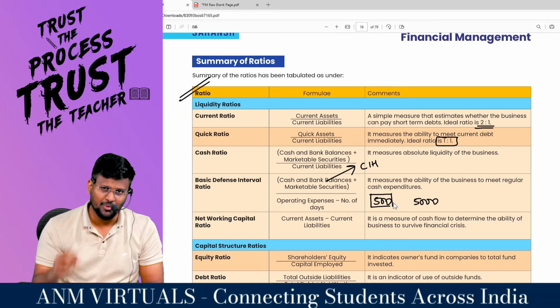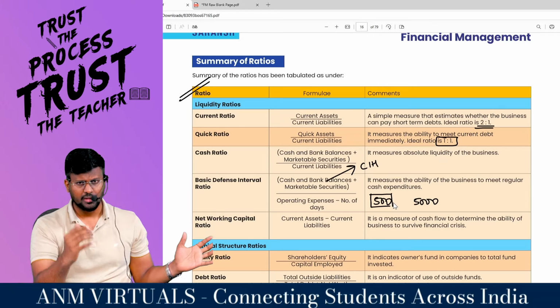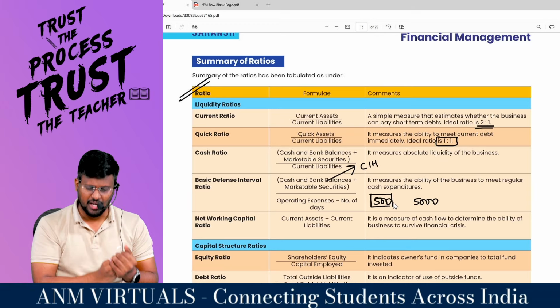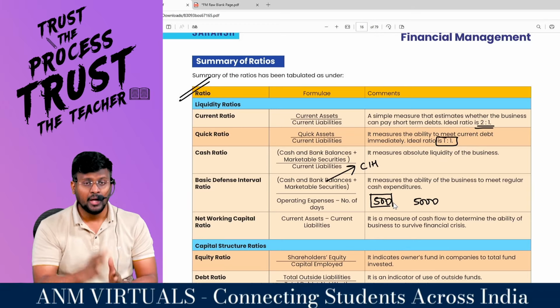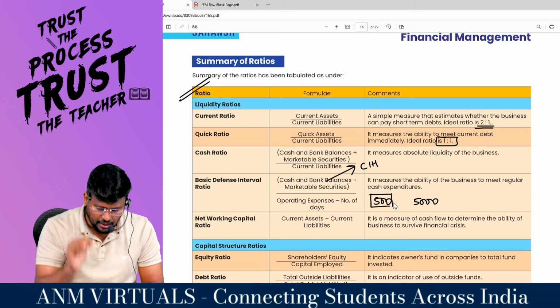Quickly tell me, what is the current ratio? Current asset divided by current liability. Ideal is 2:1. Quick ratio, tell me very quick. Quick asset divided by current liability. What is the ideal ratio? 1:1. Cash ratio means cash plus marketable securities divided by current liabilities.